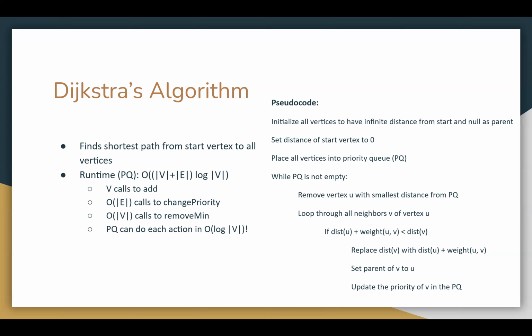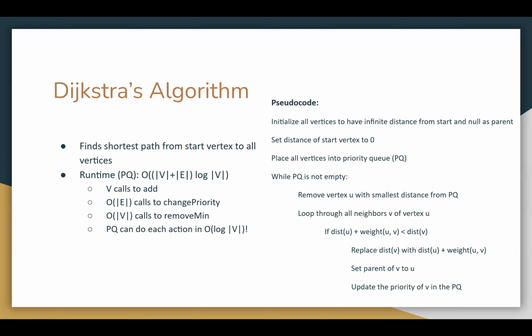We first create a fringe and some other stuff we'll need in our algorithm. We initialize all of our vertices to have infinite distance from our start and to have nothing as their parent. Now we actually begin to run the algorithm. We set the distance of our start vertex to 0, and then we place all of our vertices into our priority queue.